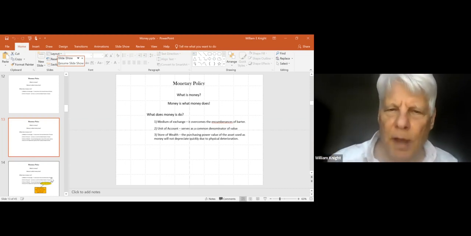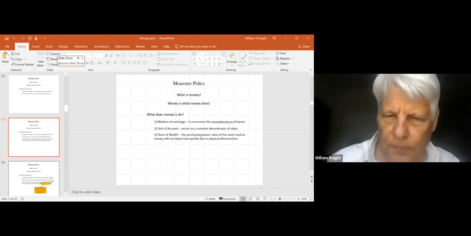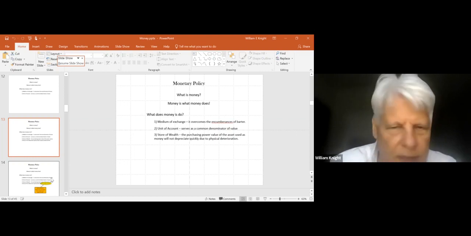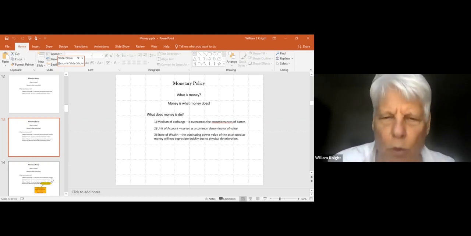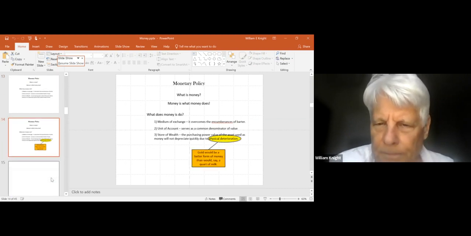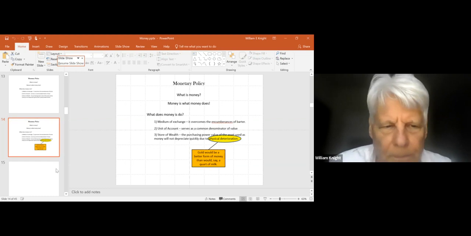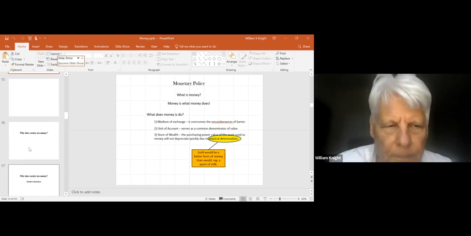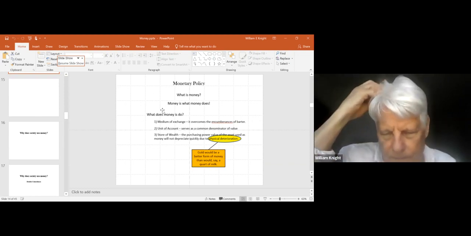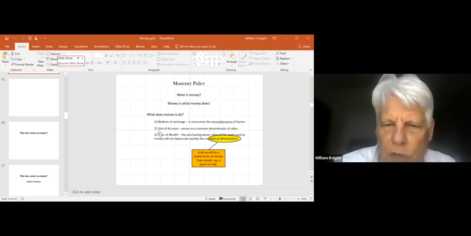So this is what money does. It acts as a medium of exchange, a unit of account, and a store of wealth. Now, it doesn't take dollars to do that. Anything that will perform these three functions is considered money. Now, gold would be a better form of money than, say, milk. Okay. Those are the characteristic features. Anything that performs these three functions is money.